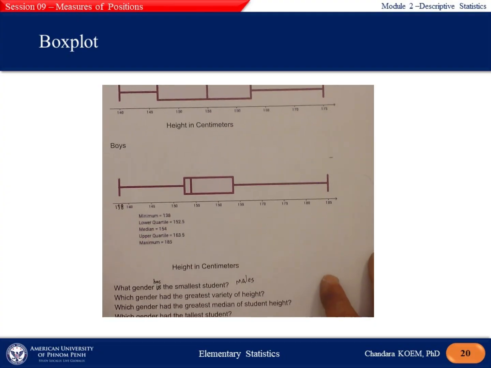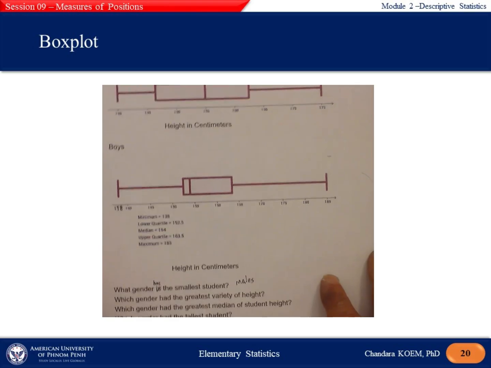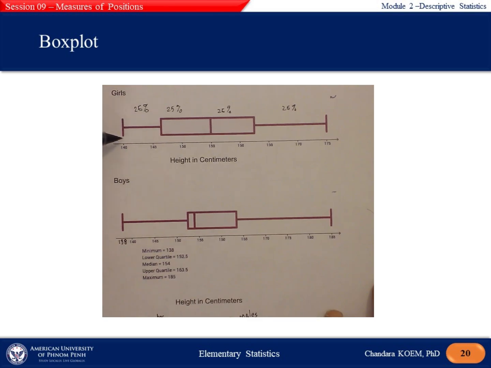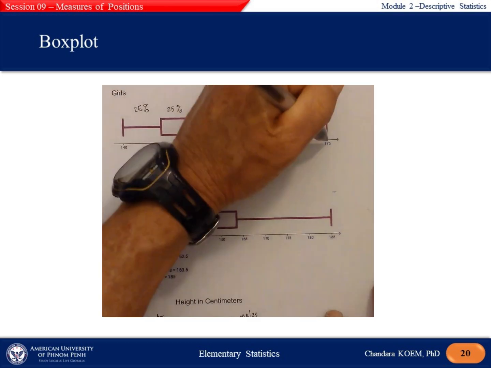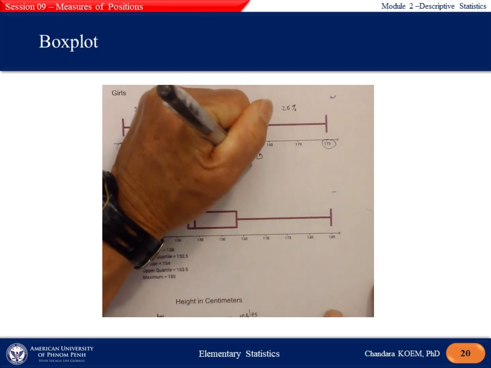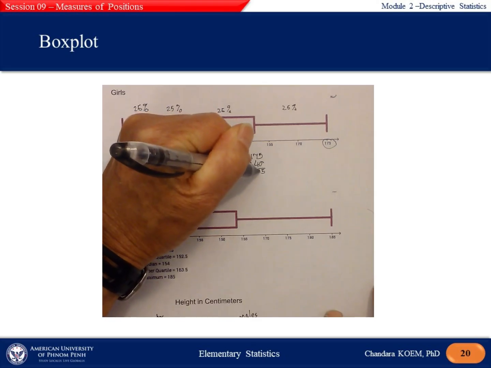Up next, what gender has the greatest variety of height? Whenever you hear variety, that means which one is going to have the greatest range. So let's calculate the range of these. For the girls, we have 175 minus 140, which is 35.